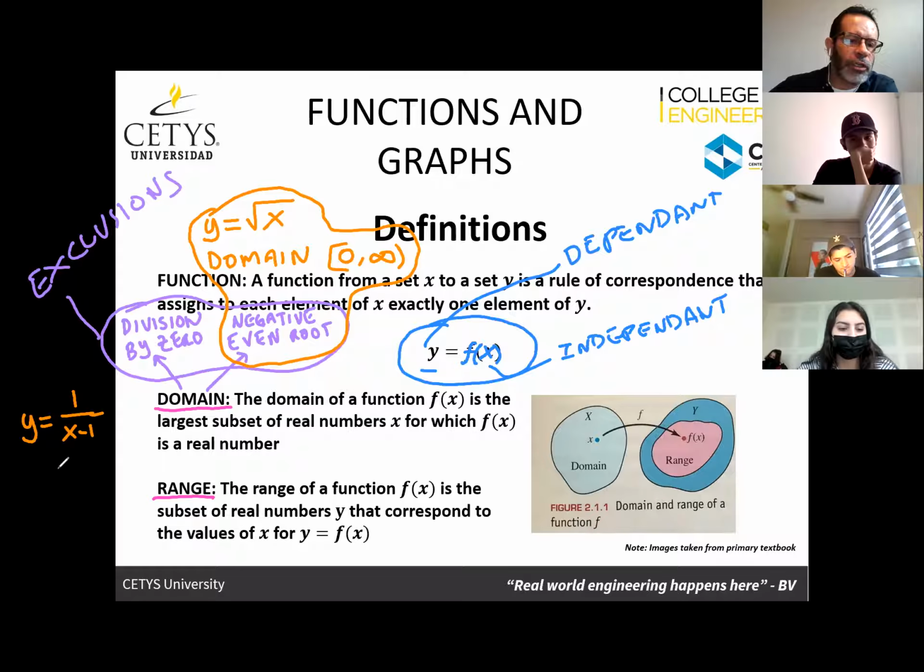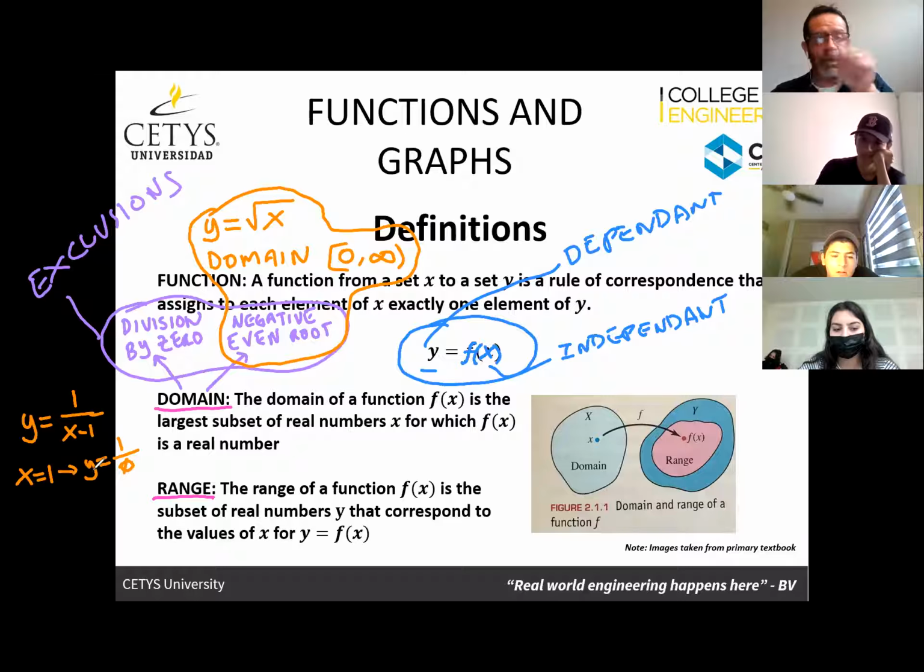1. So x equals 1 is going to generate y equals 1 divided by 0, right? And that's something that cannot happen. So would you agree, Fernanda, that x equals 1 is not a value that's possible for this function? So how do you think the domain would be for this function then? It has to be greater than 1.